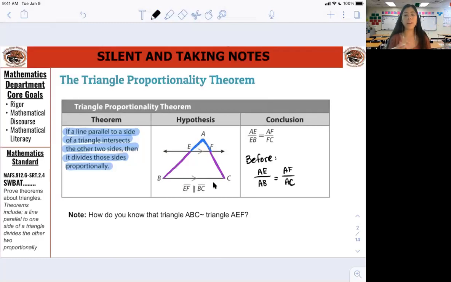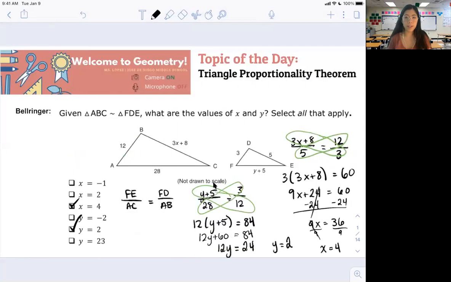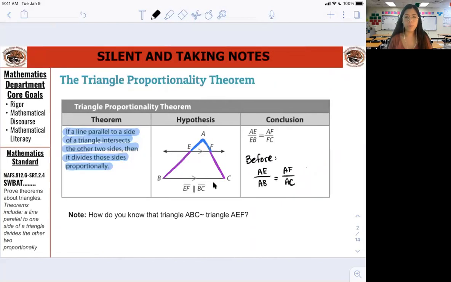So before today, what we've been doing, like we did in this example too, is small over big. You take the small triangle and the big triangle. What we're learning today is a little bit of a shortcut, because rather than splitting it up into two whole triangles, you can just do the small segment over the bigger segment, and then the smaller segment over the bigger segment. This is the way that they did in this example.